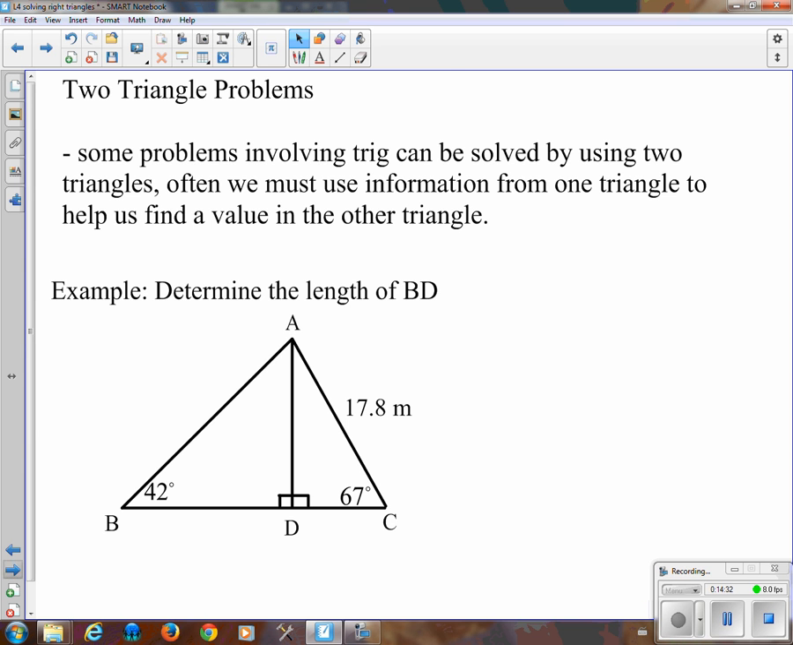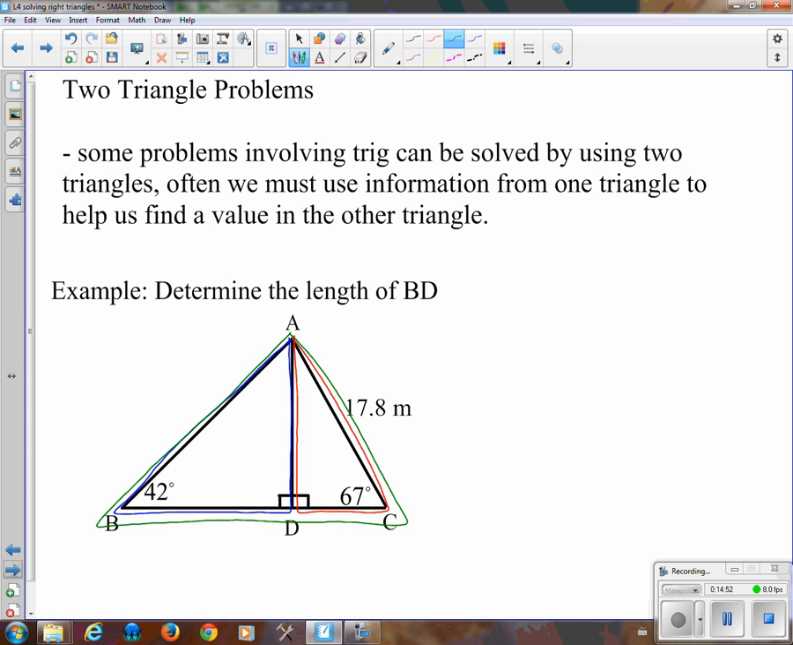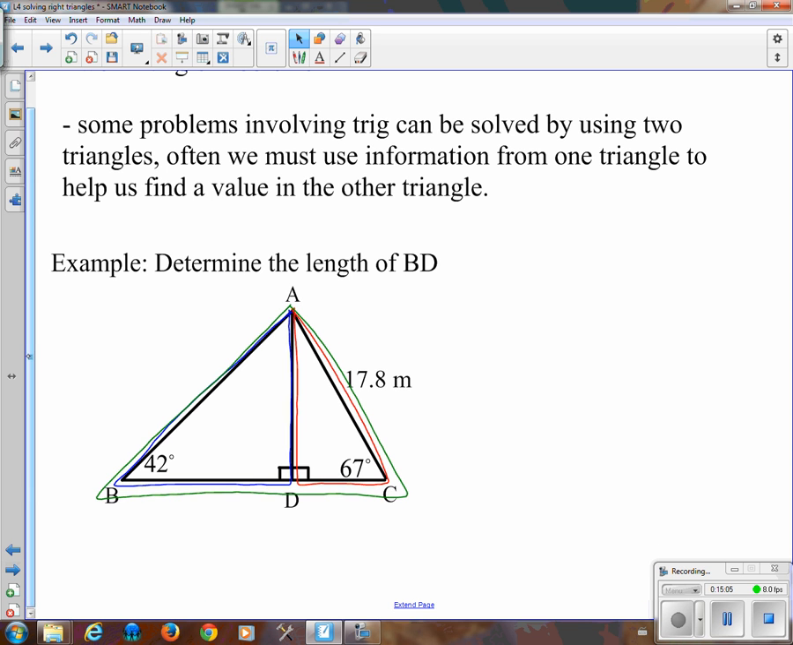So if I look at my picture here, I have triangle ABD, and I have triangle ADC. And the red triangle and the blue triangle combine to make one large triangle, the green one. Sometimes you have to take one large triangle and divide it into two smaller right-angled triangles to calculate the length that you need. So you really have to be aware of the information, the numbers you need, and how you're going to solve it in order to figure out what to use.